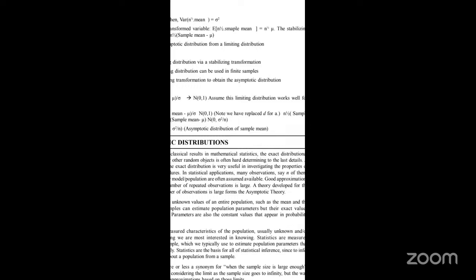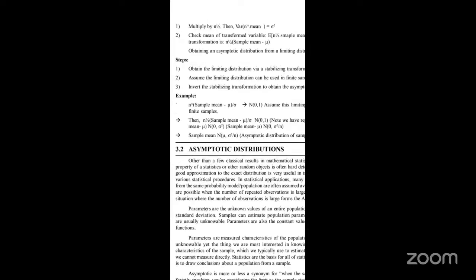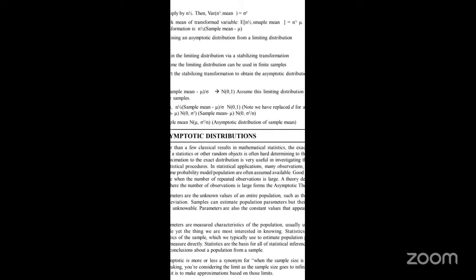So, obtaining an asymptotic distribution from a limiting distribution: obtain the limiting distribution via the stabilizing transformation. Assume the limiting distribution can be used in finite samples. Invert the stabilizing transformation to obtain the asymptotic distribution. As an example, take n^(1/2) (sample mean minus mu) by sigma, which tends to N(0,1), the standard normal distribution.